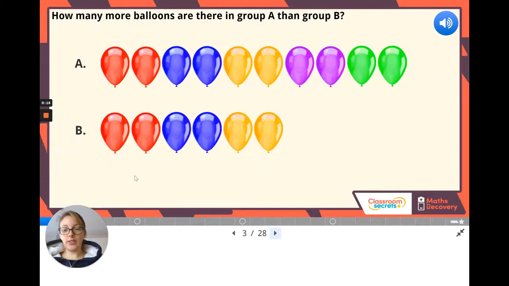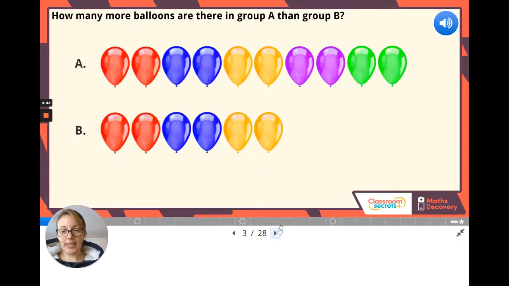So first of all, we're just going to remember how we find the difference between things. So here I've got two groups of balloons, group A and group B. I want you to count them carefully and see if you can answer the question, how many more balloons are there in group A than group B? So pause the screen and see if you can find the difference between these two amounts. How many more are there in group A?